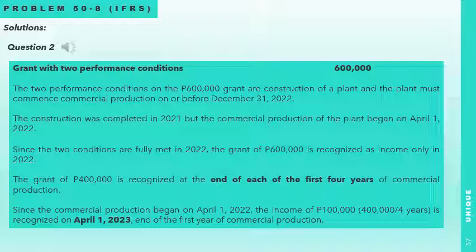Since the commercial production began on April 1, 2022, the income of 100,000 from the 400,000 divided by 4 years is recognized on April 1, 2023, the end of the first year of commercial production. So, the answer to this question is 600,000, letter B. Next problem, to be discussed by Miss Acabo.